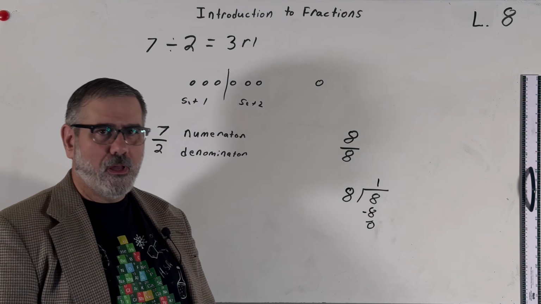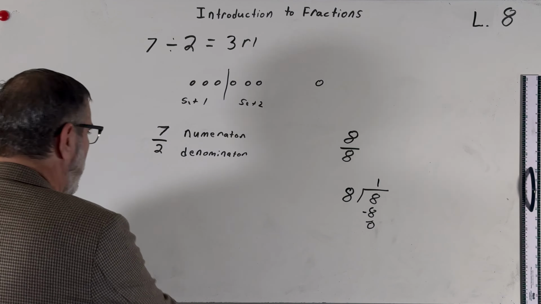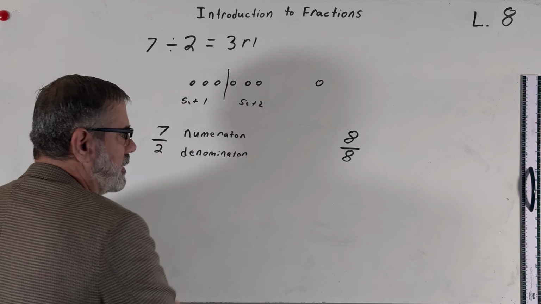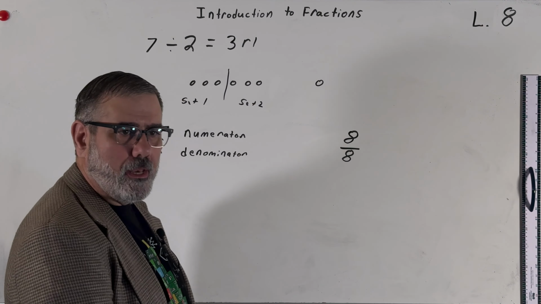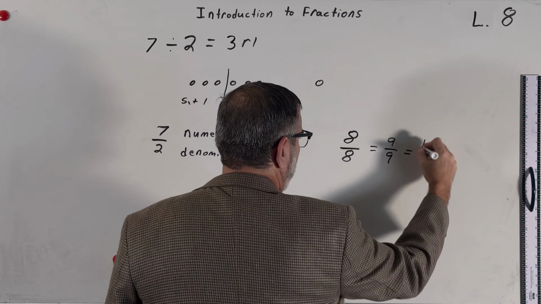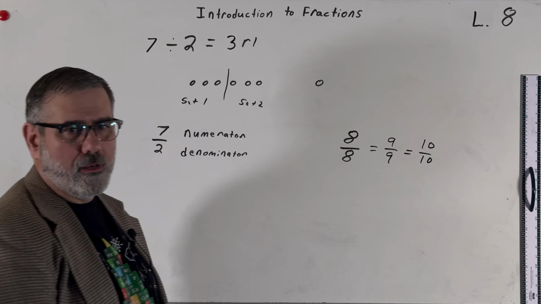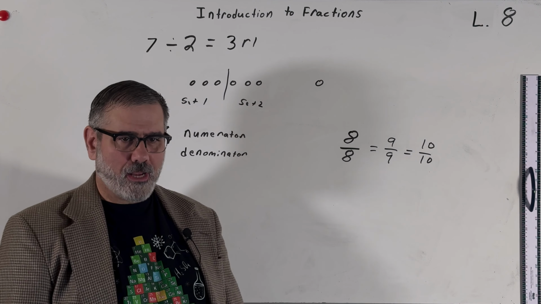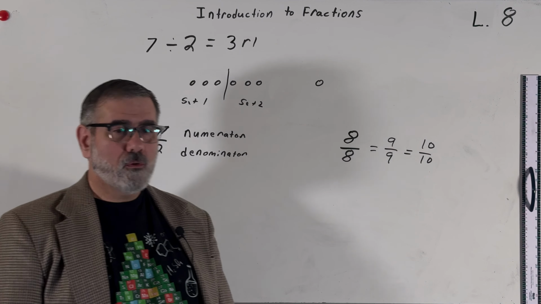And so we see a really funny thing with fractions. We can write a number like 1 in many, many different ways, because 8 over 8 is 1, but so is 9 over 9, and 10 over 10, and 11 over 11, and 12 over 12. There's an infinite number of ways to write the number 1 using a fraction. And we'll use that to our advantage later.